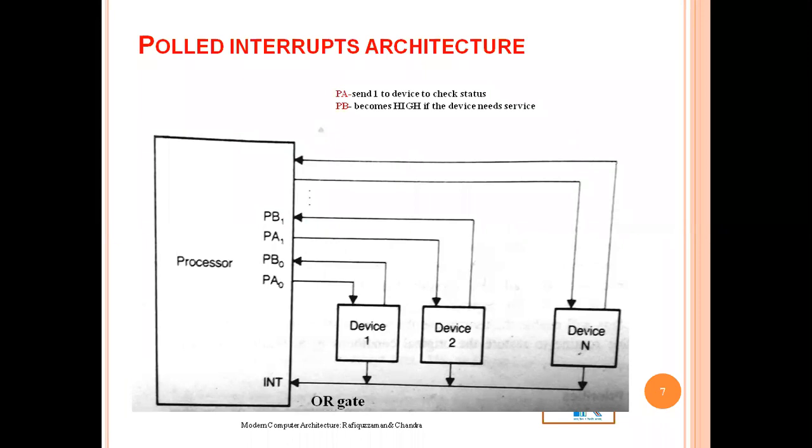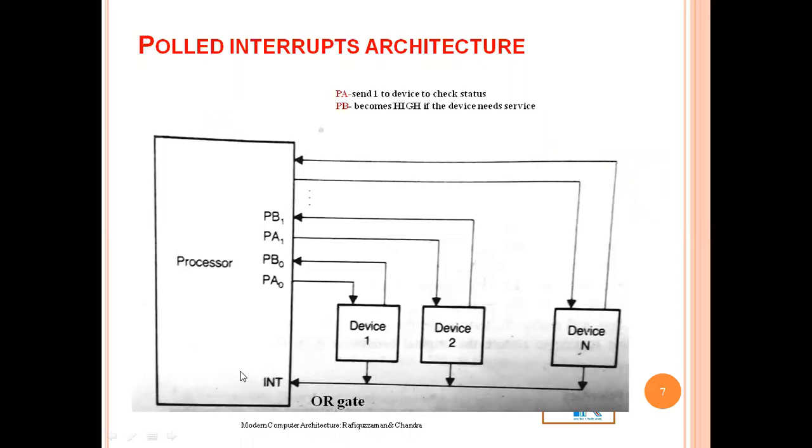This is not a hardware approach. This is a software-based approach to find the priority of the device. Clear? Now the question is how it works. First, suppose device 1 and device 2 generate the interrupt signal. That means this is called the interrupt signal. So this is the OR gate.